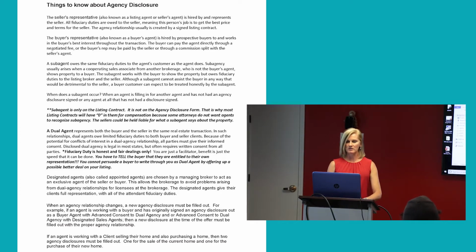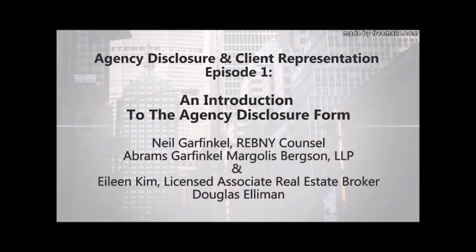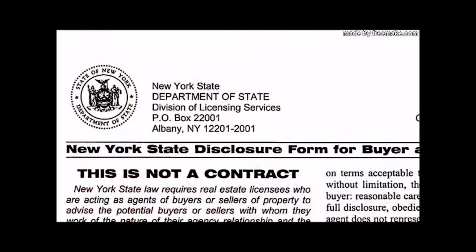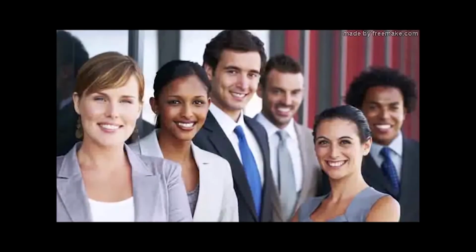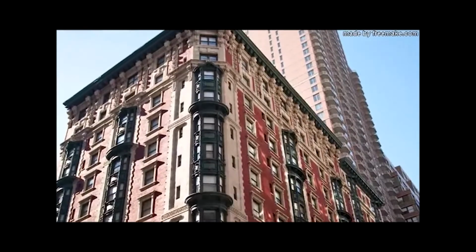Okay, so now we are going to do some videos. Hi Neil, what is the agency disclosure form? The agency disclosure form is a form that New York State requires real estate brokers to give consumers in connection with residential real estate transactions. Okay, so what is the definition of residential real estate transactions? A residential real estate transaction is a 1 to 4 family transaction. It also includes co-ops and condos.